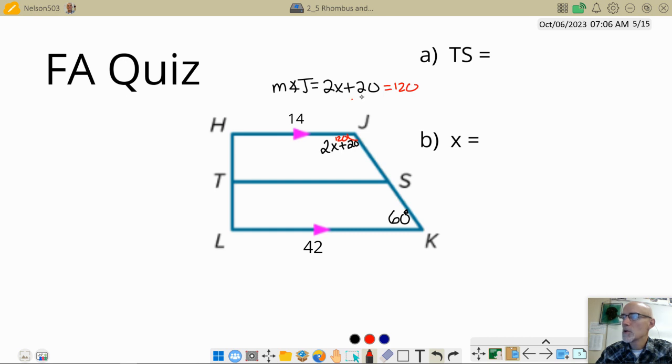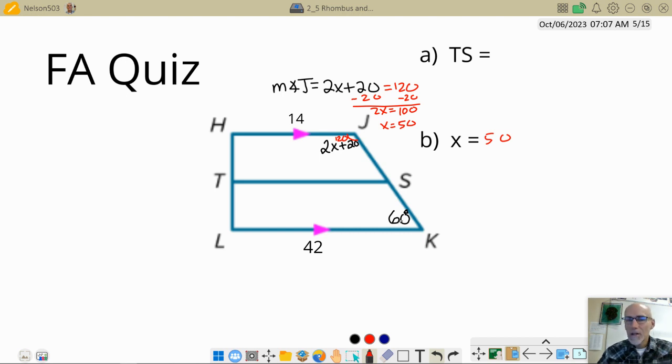And then I'm going to subtract 20 from both sides, and I get 2x equals 100. And then I divide by 2, and x comes out to be 50. So I did skip over the TS part. I did the x first because I was thinking about that being supplementary.